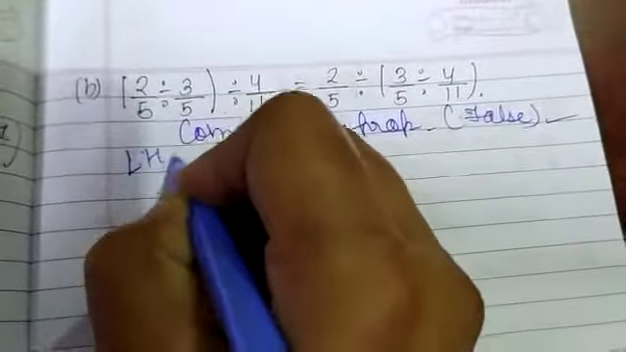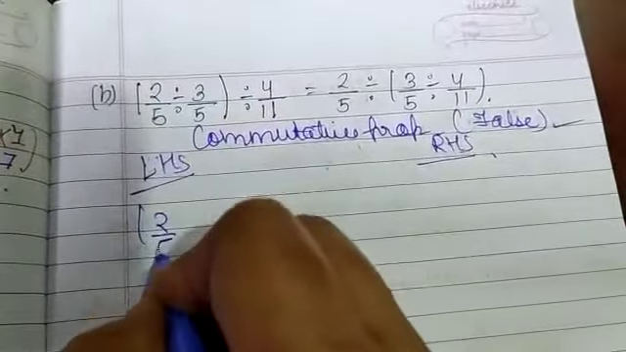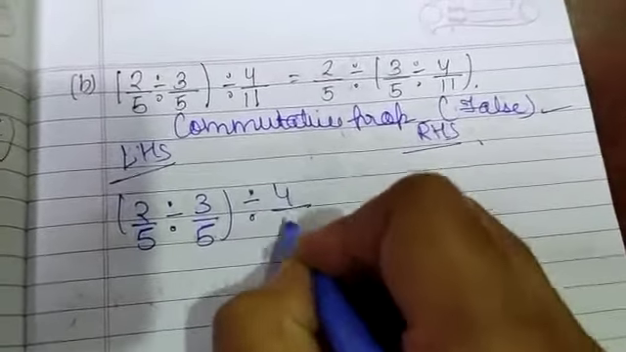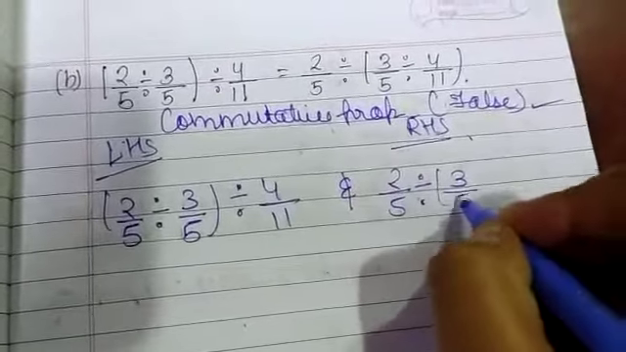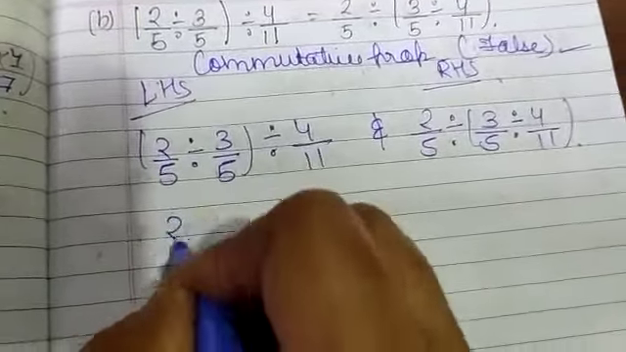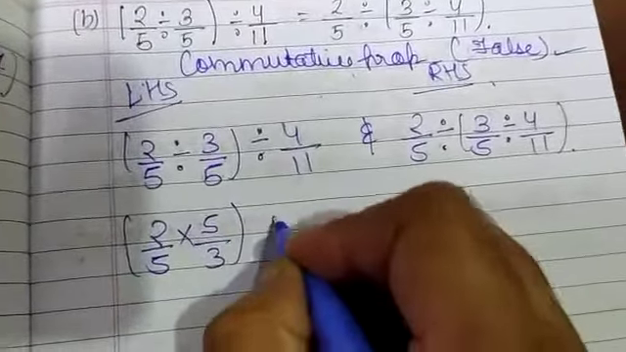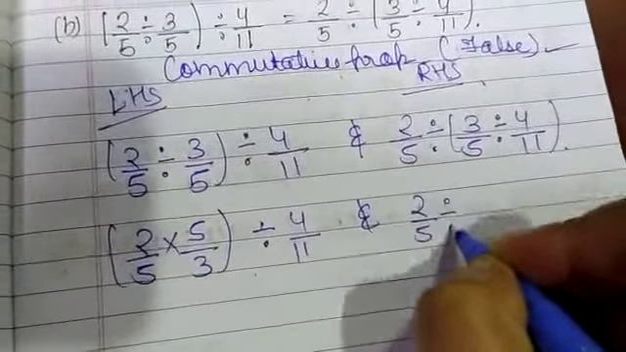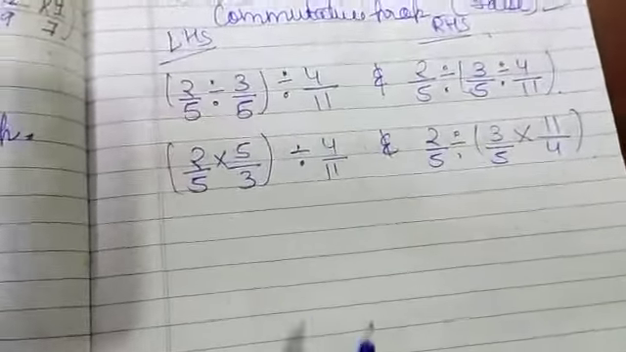So this is LHS and here it is RHS, correct? So 2 upon 5 divided by 3 upon 5 as a whole divided by 4 upon 11, and here it is 2 upon 5 divided by 3 upon 5 divided by 4 upon 11 whole. So let us solve it. 2 upon 5, it is divided here, so multiply 5 upon 3. This will also, let it be like this only. First let us solve the bracket. So 3 upon 5 multiplied by 11 upon 4. I hope it is clear till here.